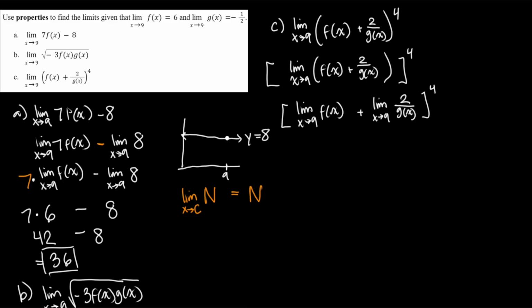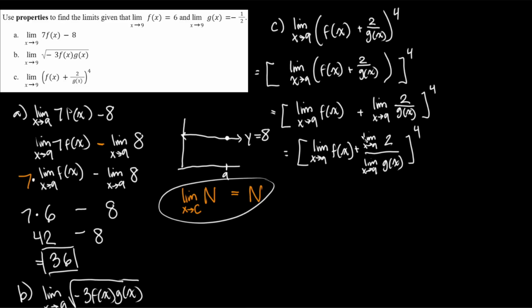Now, I think we can resolve most of this, although we still have some division over here. So let's rewrite it as the limit as x goes to 9 of f of x plus this becomes the limit as x goes to 9 of 2 over the limit as x goes to 9 of g of x to the 4th power. Let me put equal signs there. And so now we just need to evaluate this. It seems that we actually got all the parts, and so we can actually use this rule that I wrote down here to resolve that.